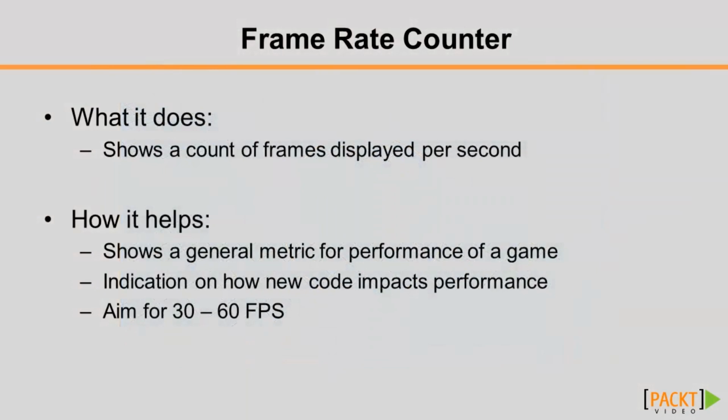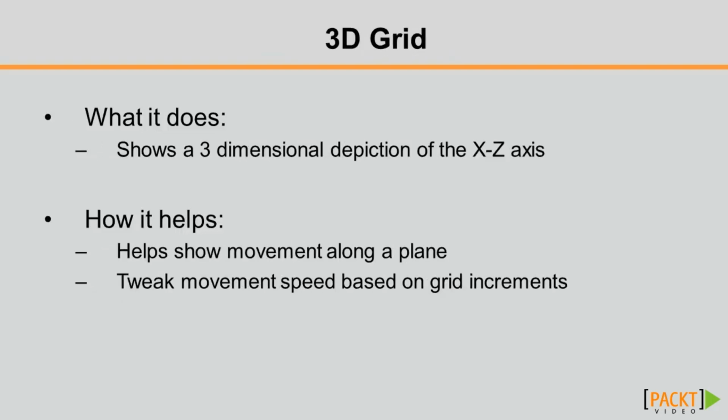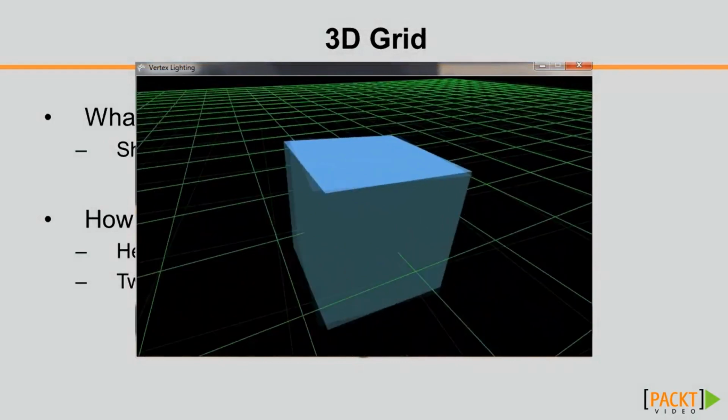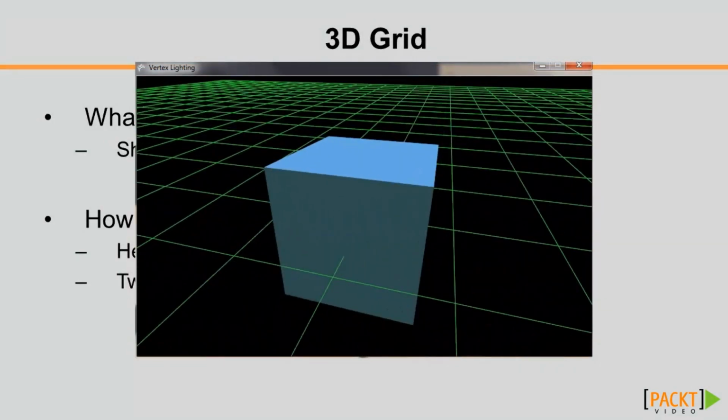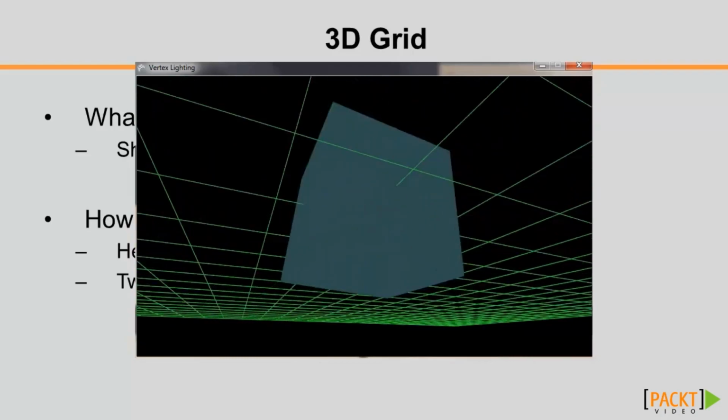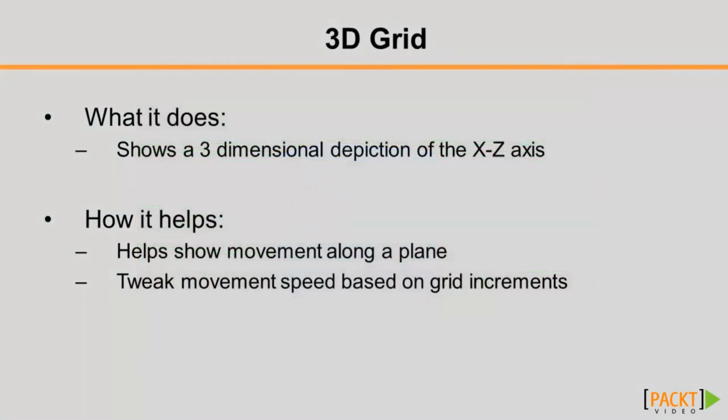Also note, we want to aim for a range of 30 to 60 frames per second. Anything lower will make our games look slow and choppy. We'll also be using a 3D grid. The 3D grid simply shows us a graphical representation of the X and Z axis. While this might not seem useful, it will prove to be very important as we move our models throughout the scene. It will also allow us to better tweak certain speed and distance values easier.